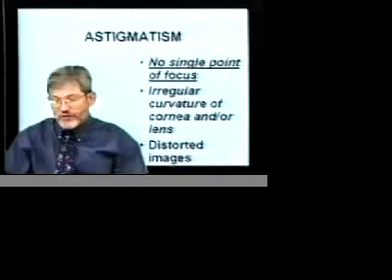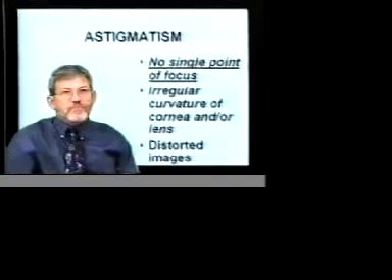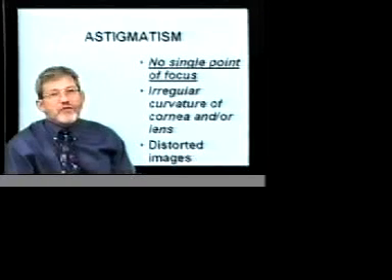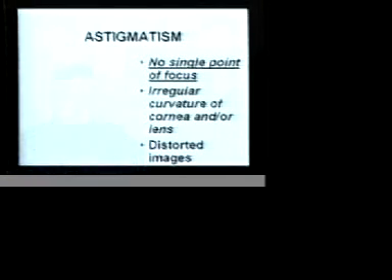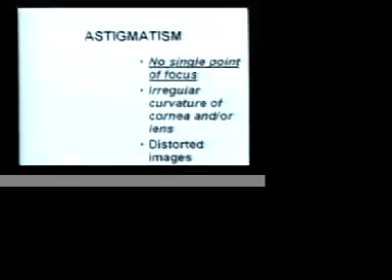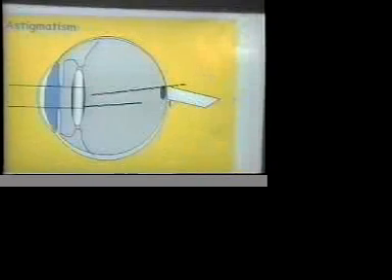The next condition is known as astigmatism. And with astigmatism, there is no single point of focus for this person. The reason for this is because there is an irregular shape to the cornea or to the lens. And because there is this irregular shape, it creates distortions of the images.